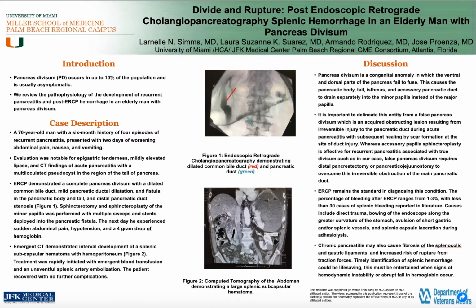The percentage of bleeding after ERCP ranges from 1 to 3%, with less than 30 cases of splenic bleeding reported in literature. Causes include direct trauma, bowing of the endoscope along the greater curvature of the stomach, avulsion of short gastric and/or splenic vessels, and splenic capsule laceration during adhesiolysis. Chronic pancreatitis may also contribute to this presentation by causing fibrosis of the splenocolic as well as the gastric ligament, increasing the traction forces due to these changes.